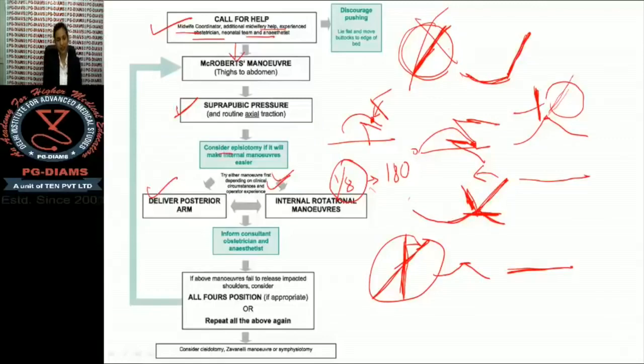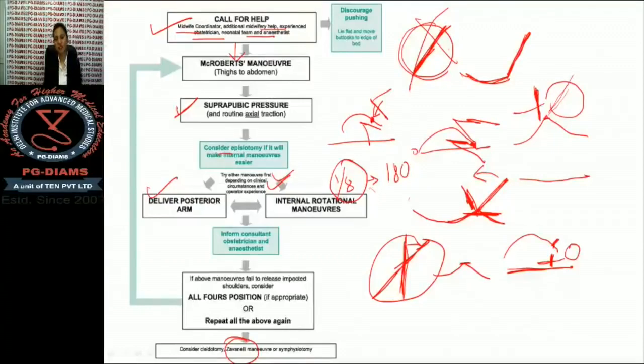If even after this rotation and trying to deliver the posterior arm, the baby has not delivered, then you replace the head into the vagina. The head has come out, but the shoulder is not coming out, and now I have to do a section because the baby is not delivering. Doing a cesarean at this stage, with the head outside and the shoulder inside, is also very difficult. So you have to rotate the head, place it back in the vagina and push it as high as it can go, and then take the patient for section. Rotating the head and pushing it into the vagina is called the Zavanelli maneuver.